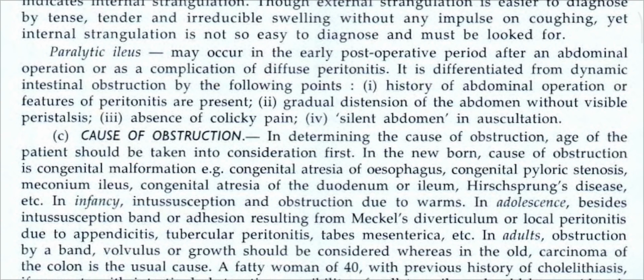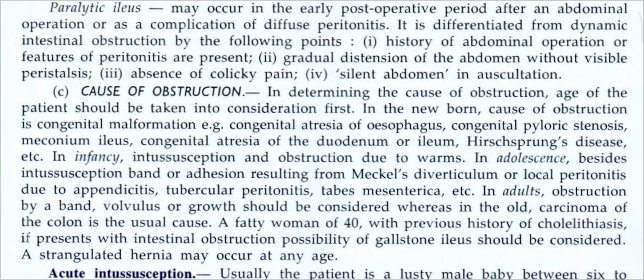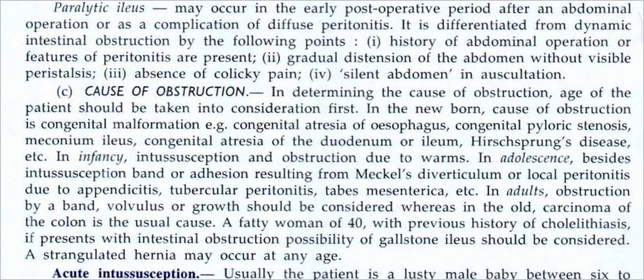Cause of obstruction. In determining the cause of obstruction, the age of the patient should be taken into consideration first. In the newborn, the cause of obstruction is congenital malformation, that is, congenital atresia of the esophagus, congenital pyloric stenosis, meconium ileus, congenital atresia of the duodenum or the ileum, Hirschsprung disease, etc.